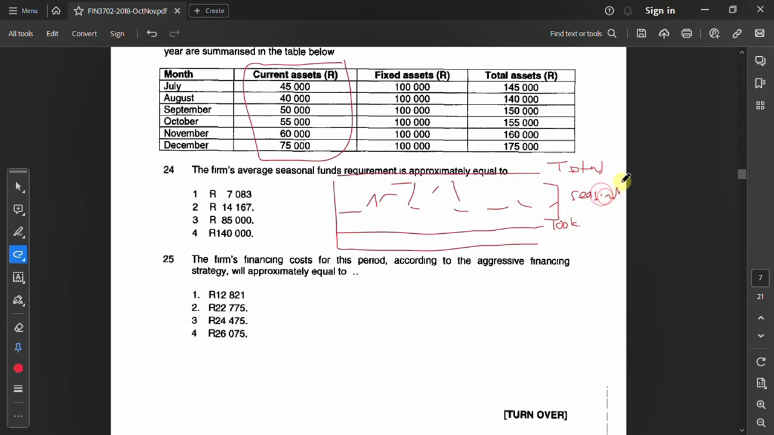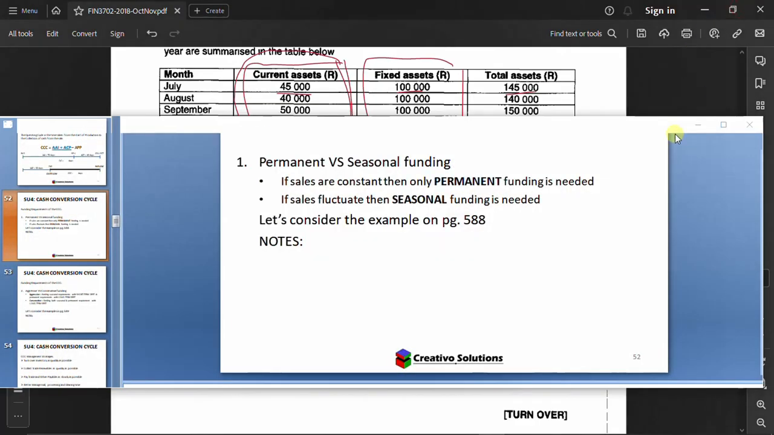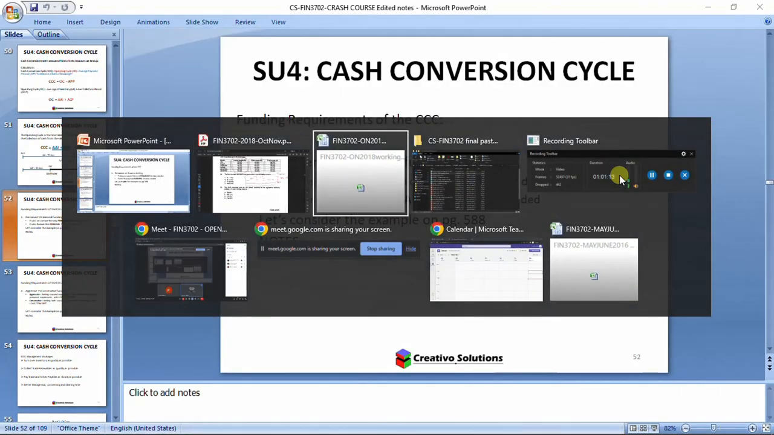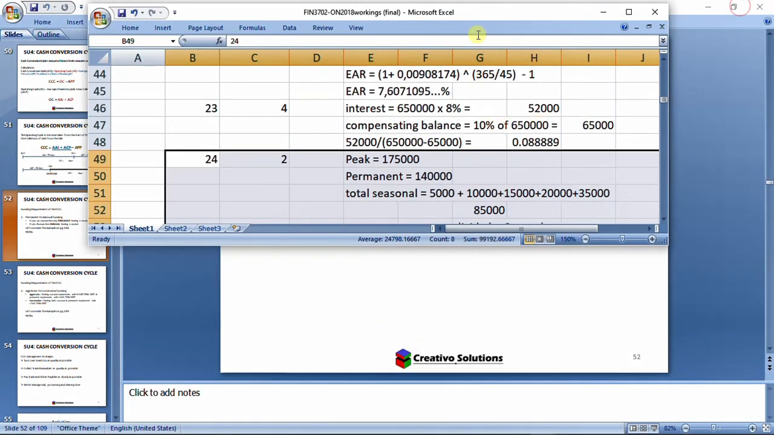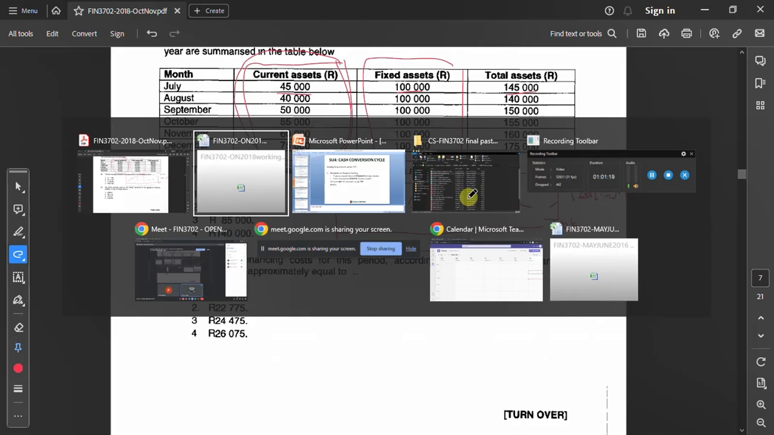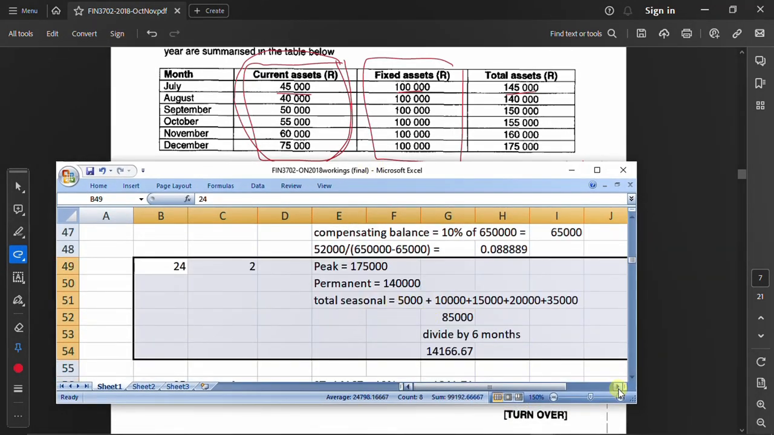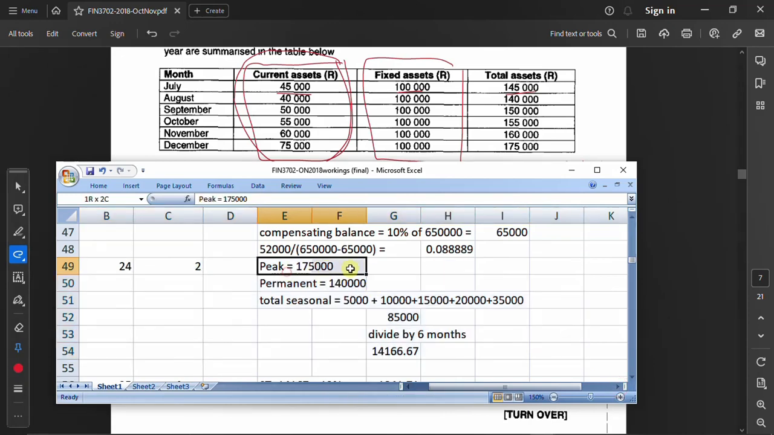If you look at that diagram that they've given you, here you can see the permanent need is the minimum, the line. So if I had to draw this picture for this question, let me show you what it will look like. It's going to look like this. The permanent is going to be 100. Then you're going to have these fluctuations.